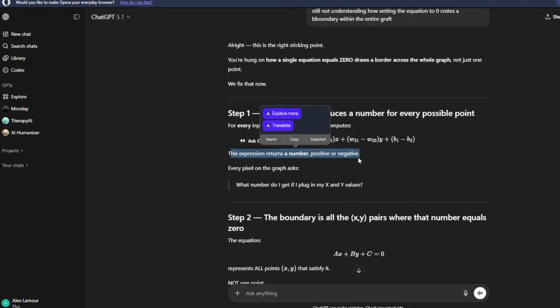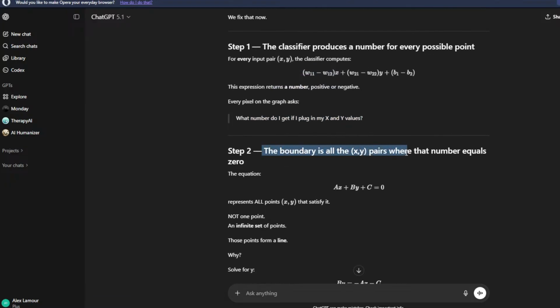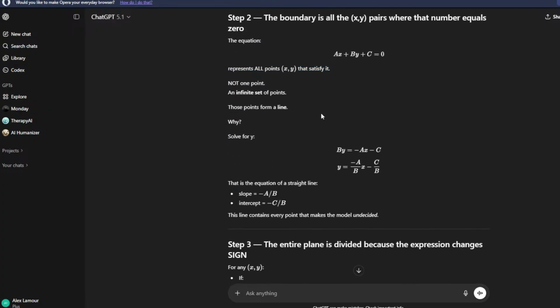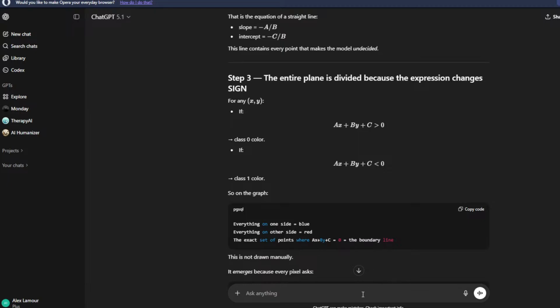This expression returns a number, positive or negative. Each pixel on the graph asks what number do I get if I plug in my x and y values. The boundary is all the x and y pairs where the number equals 0. The equation ax plus by plus c equals 0, which is what we're doing, is all points that satisfy it, not one point, an infinite set of points. I see. So the decision boundary are not data points that exist. Almost a hypothetical list of data points that, if they existed, would equal 0.